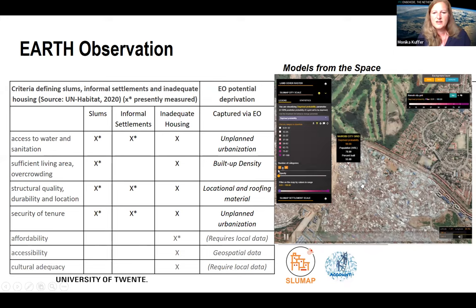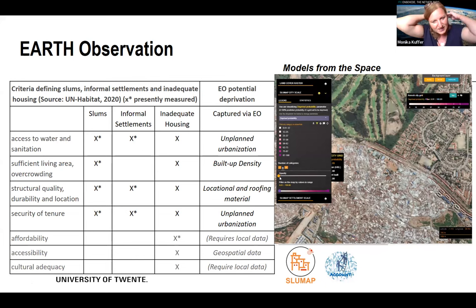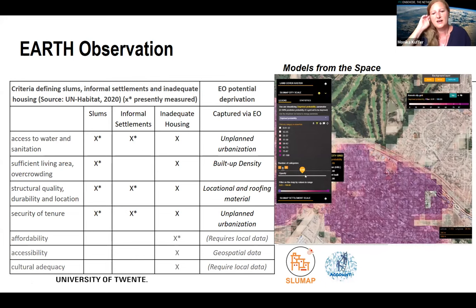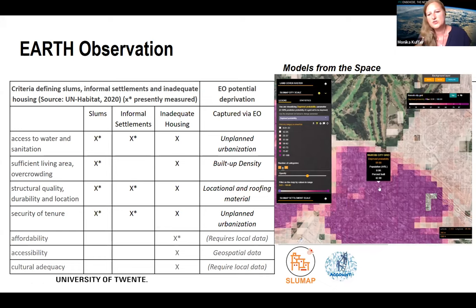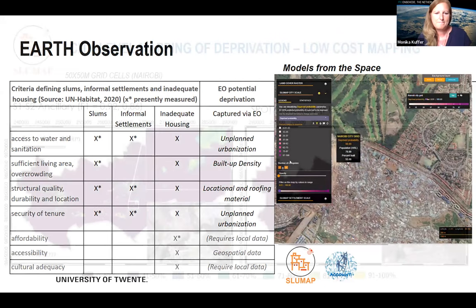So what we are doing, and that's also possible, like in this example from SlumMap, we are producing data sets that are using such proxy indicators in a gridded system, showing the probability of a grid cell of being deprived, and also adding information like population, built-up densities, availability of open spaces within a grid cell that are then accessible to users.